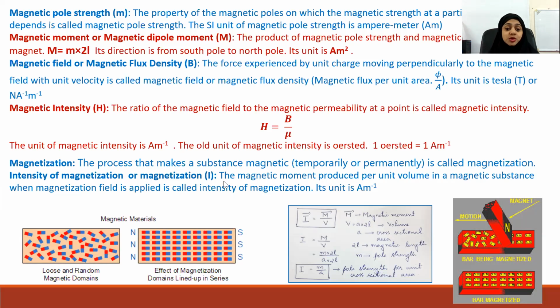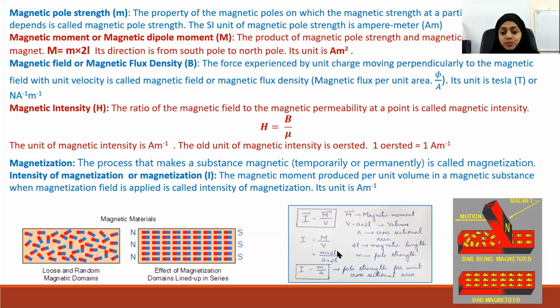So intensity of magnetization I is a vector, and it is equal to the magnetic moment per unit volume. So magnetic moment, you know that it is also M times 2L, that is the magnetic pole strength times magnetic length. So I have substituted that value here. Instead of M, I have put it as M times 2L. And volume, you know, will be area into magnetic length. So volume, I have substituted it as A into 2L.